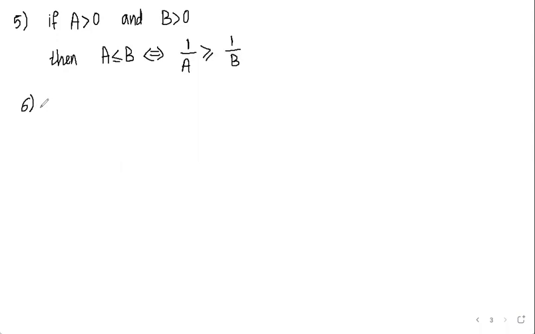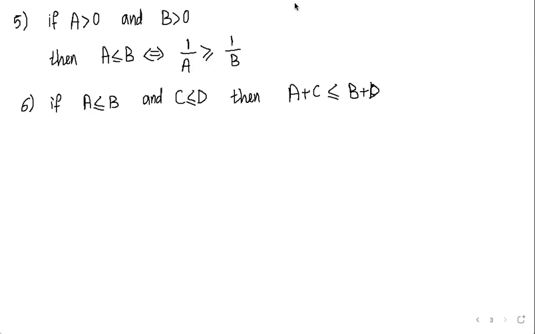Number 6: if I have two inequalities, the first one is A less than or equal to B, and the second one is C less than or equal to D, I can add both inequalities such that I get A plus C less than or equal to B plus D. So I add A to C and B to D, and I get A plus C still less than or equal to B plus D. After adding, the sign does not change.